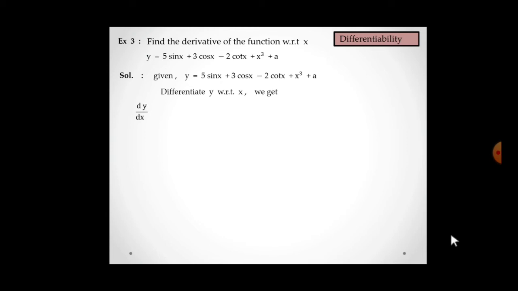Directly here I am writing the derivative of the function: 5 as it is, sin x function derivative, plus 3 into derivative of cos x, minus 2 as it is, derivative of cot x, and d by dx of x cube plus d by dx of a. Whenever a question is given, whether it is addition, subtraction or product, you first have to identify it. Now in this example we have only addition and subtraction.